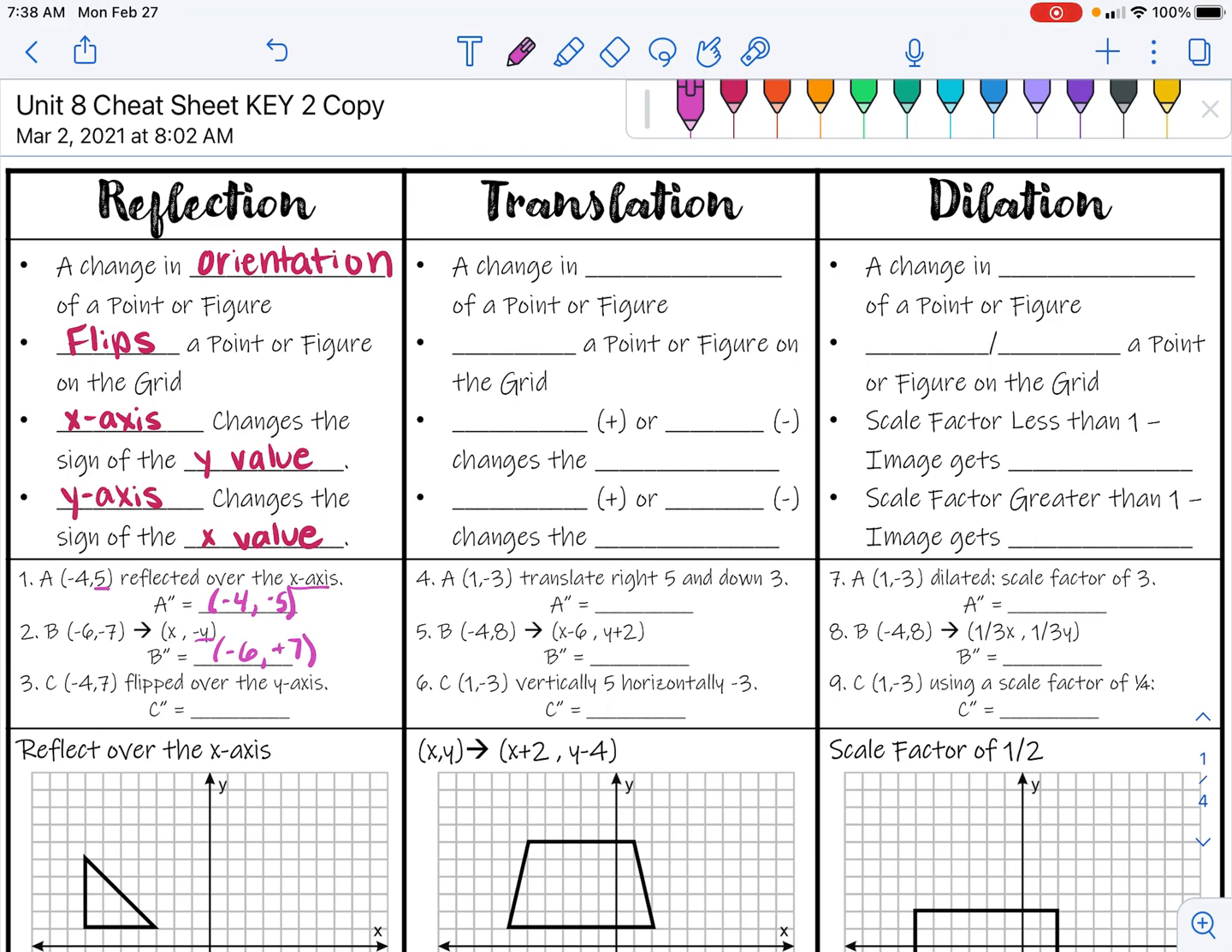For number 3, it says I'm going to flip over the y-axis this time. Because I'm flipping over the y-axis, I change the sign of the x value. In this case, it was a negative, so it's going to be a +4 and a +7.